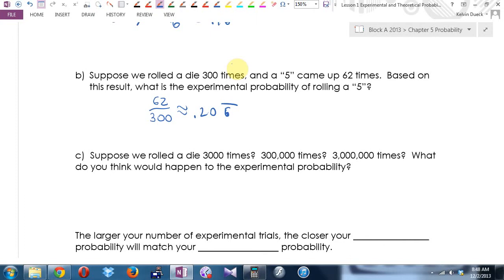I bet you I'd get something in the 999,000 range, or in the 1,100,000. I'd be really close. If I rolled the die 6 trillion times, in theory, I should get 1 trillion fives. I'd get closer. Probably not exactly 1 trillion again, but closer. The more times I do an experiment, the closer the experimental approaches the theoretical.